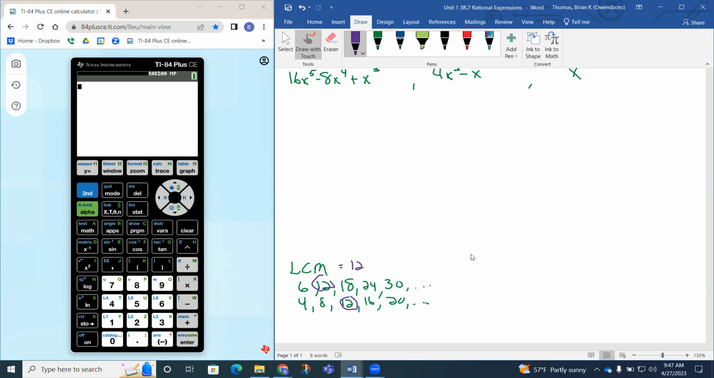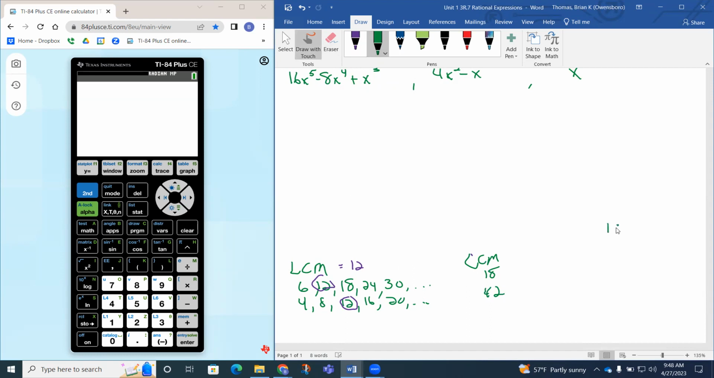Now, if I was doing something a little bit bigger, say I wanted to find the least common multiple of, say, 18 and, say, 42. Notice that when the numbers are a little bit bigger, it's harder to list the multiples. So this is where you can actually use prime factorization.